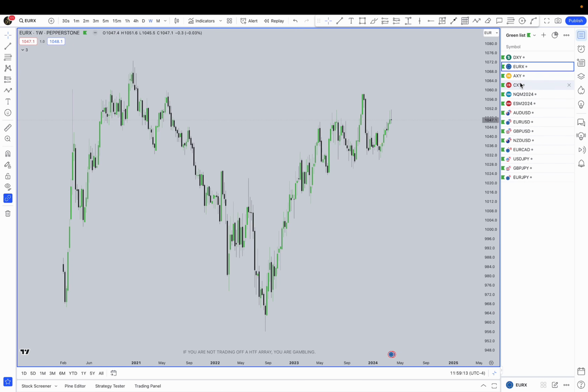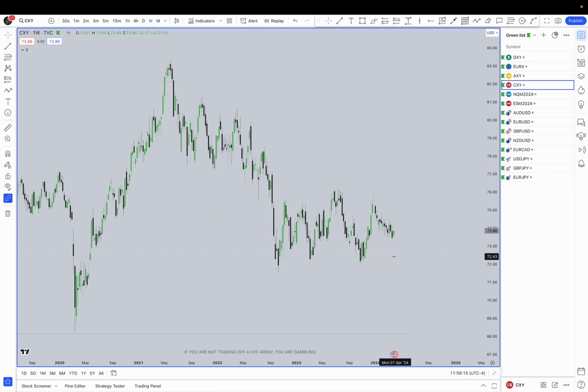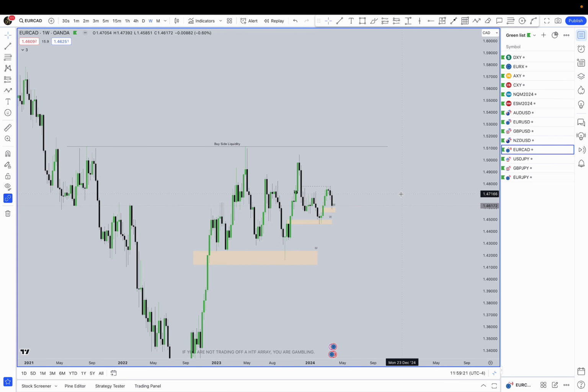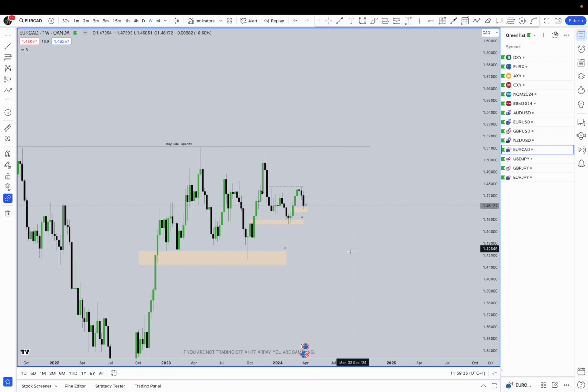Very bullish. Canadian dollar is quite bearish. That means Euro CAD could be a good long. Then we look, okay, where can we frame our trade around? So we want to trade long, so we need a discount array to trade off from.